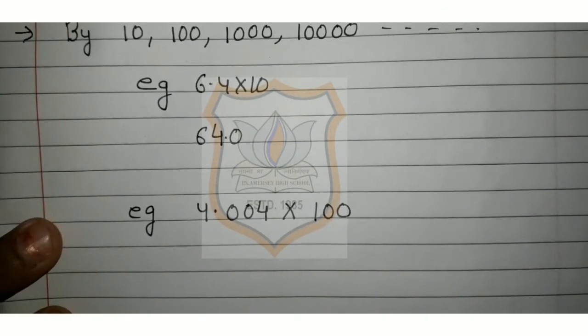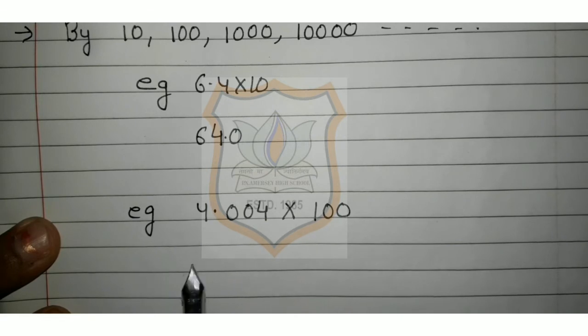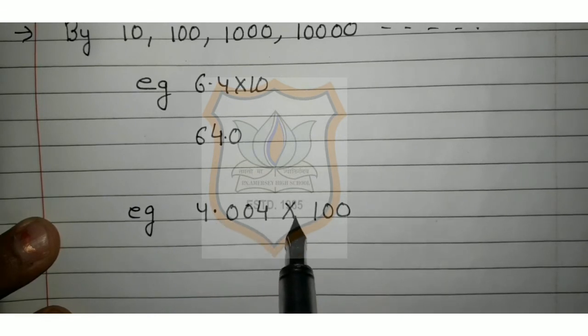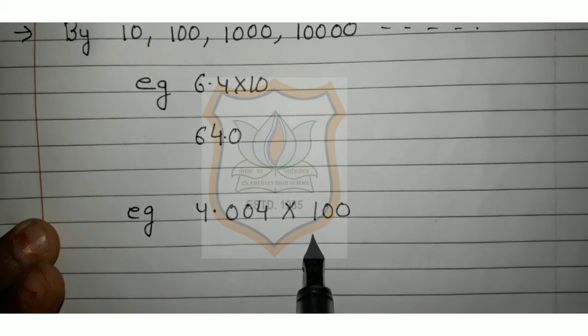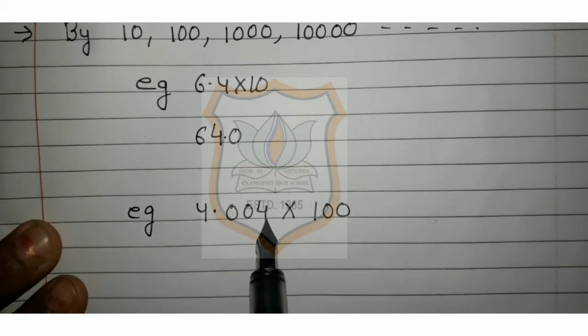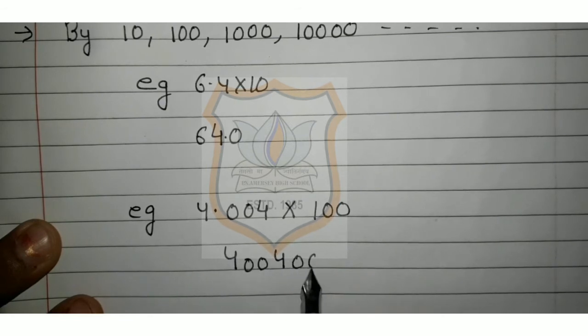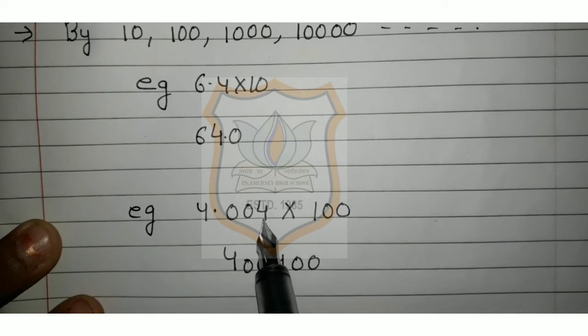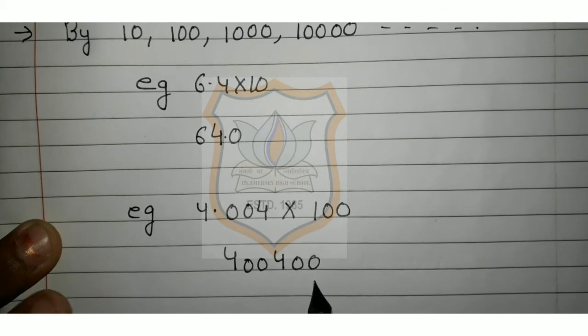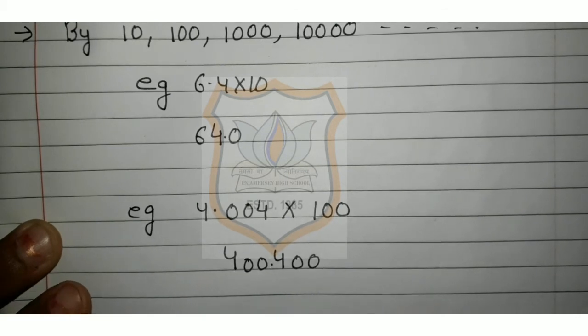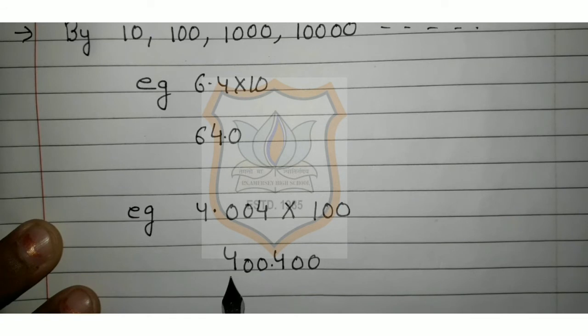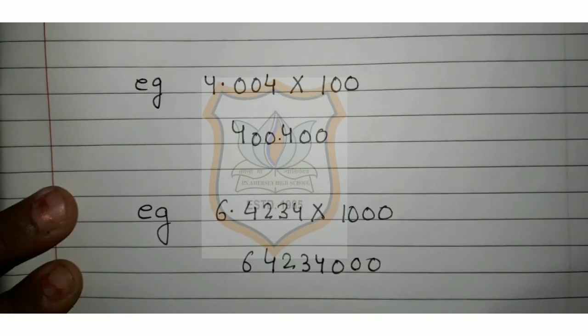I will explain by giving another example. Suppose we have to multiply 4.004 into 100. Do not consider the decimal, simply multiply 4004 into 100. That is equal to 400400. Now see, the decimal is after 3 digits, 1, 2, 3. Now start counting from the unit place, 3 digits, 1, 2 and 3, and just put the decimal here. So our answer will be 400.400.